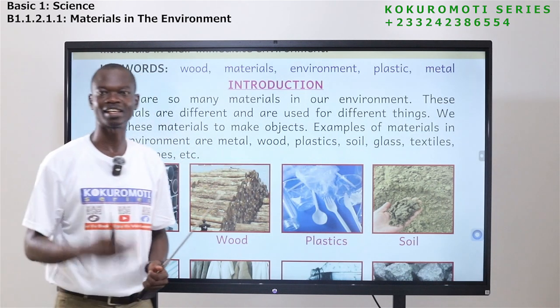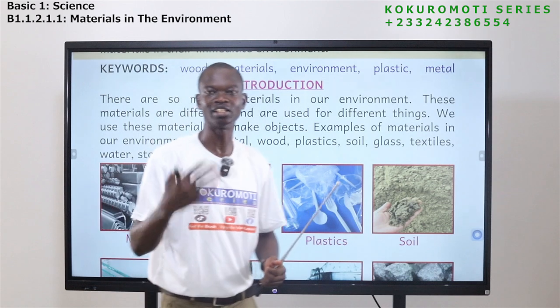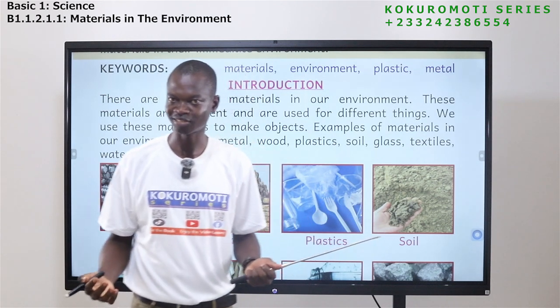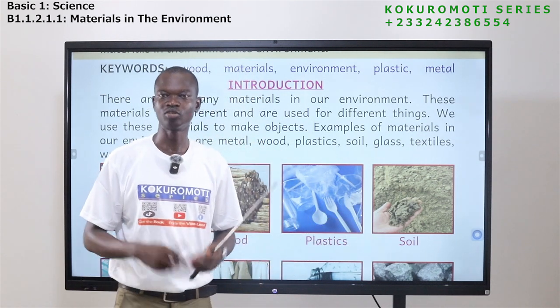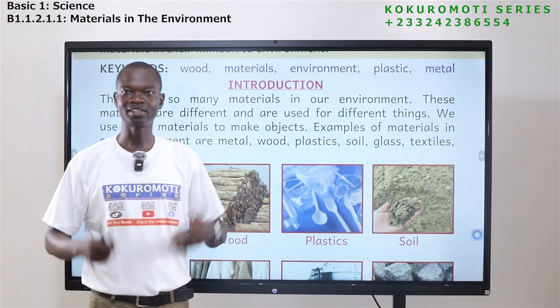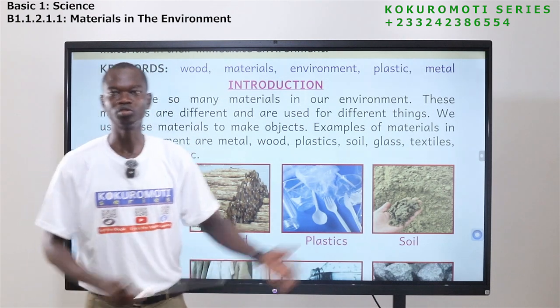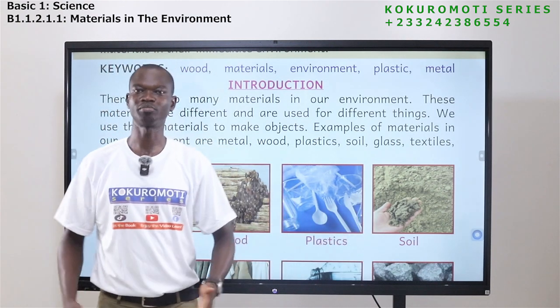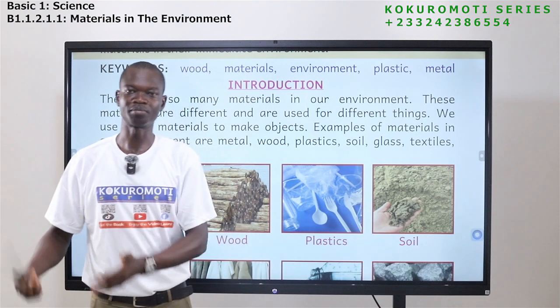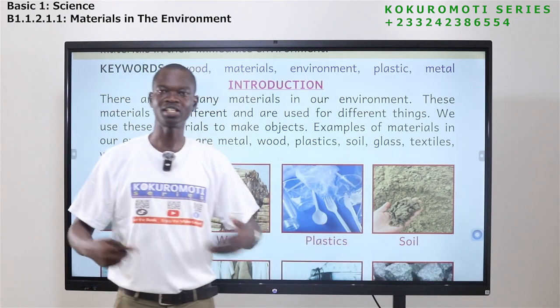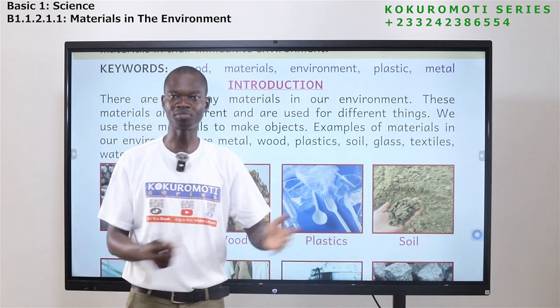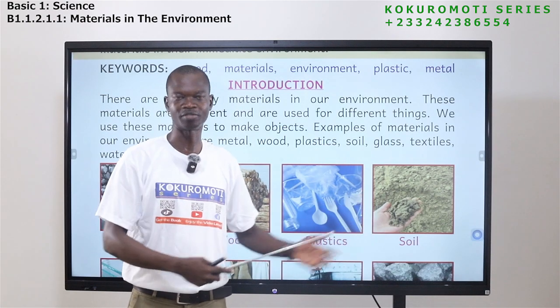Just mention one object and I will tell you the materials that are used to make it. So let's say table. We use wood to make a table. You can also use metal to make a table. You can also use plastic to make a table. So these are materials and the objects that we use them for.